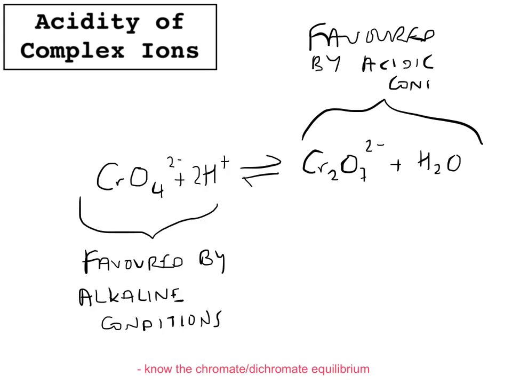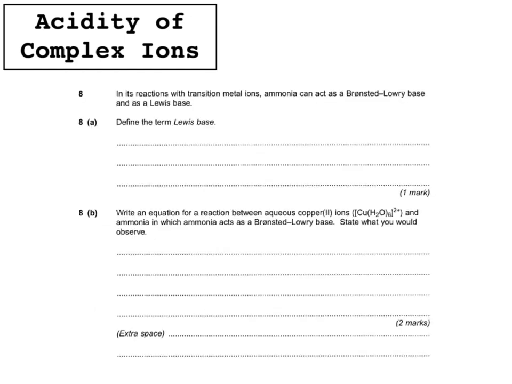So it's important you look at what the conditions are when you're considering the form of the chromium, just to make sure you're writing the correct chromate or dichromate ion. So let's just have a look at a few past exam paper questions.